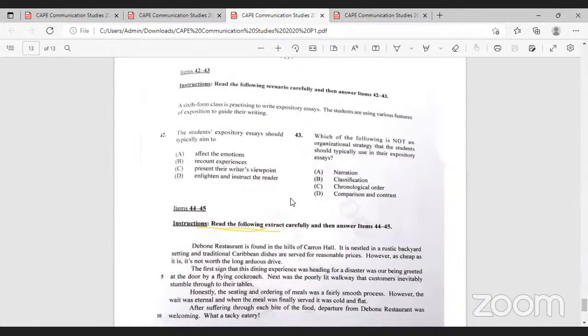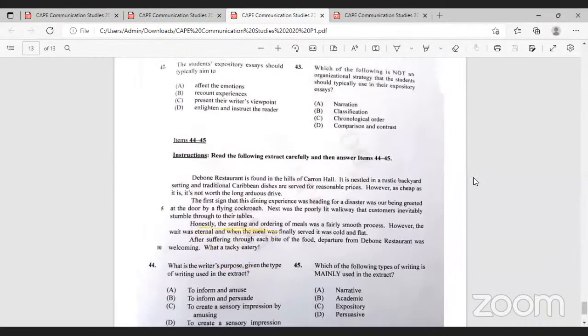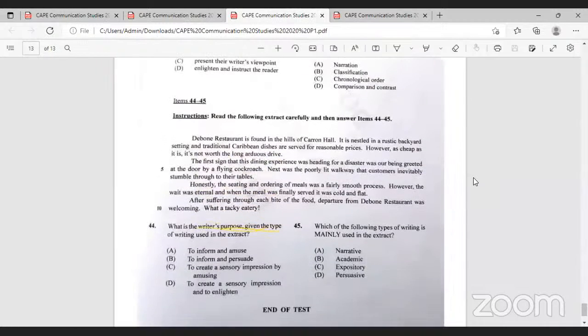43, which of the following is not an organizational strategy that the students should typically use in their expository essays? Is it narration, classification, chronological order, or comparison and contrast? Not in an expository essay. A, all right. Everybody says A. Yeah, answer is A. It's not a report. So you don't have to narrate anything. Right? Last two questions. So just to go back over that, 42 is D and 43 is A.